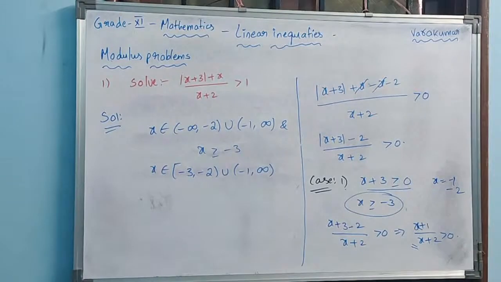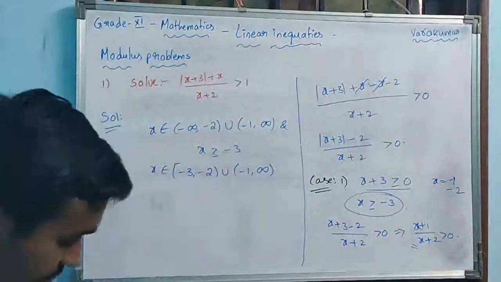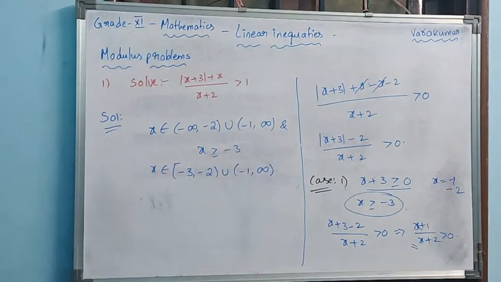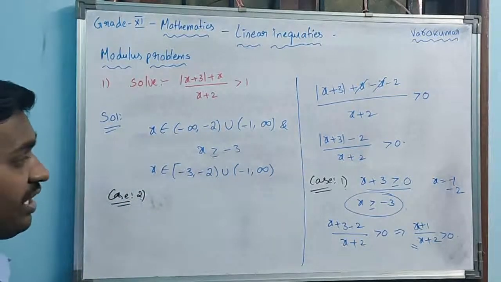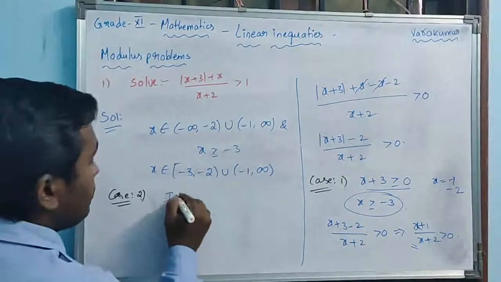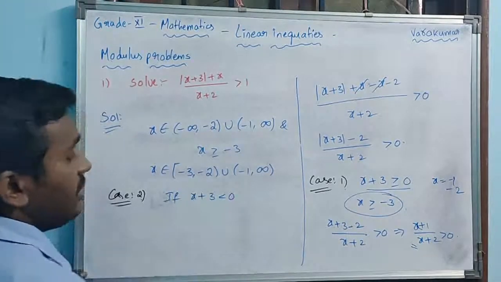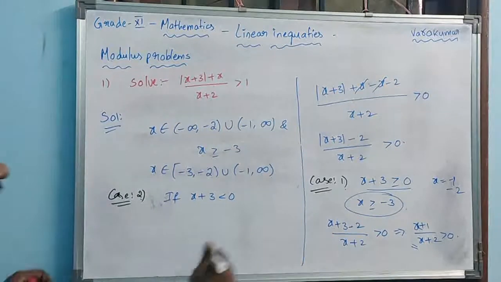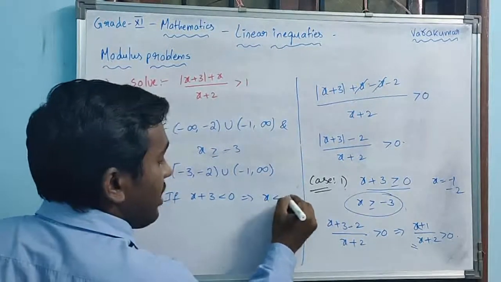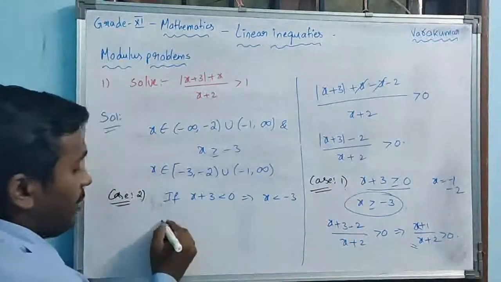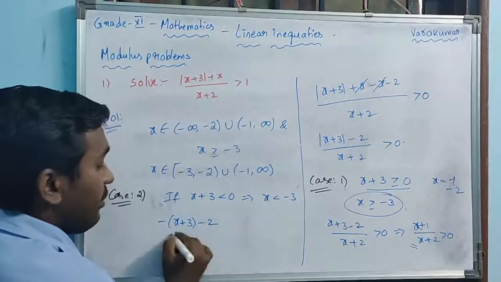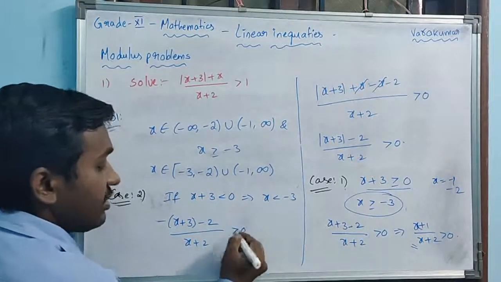Now another case is possible: x + 3 less than 0. Case 2. If x + 3 is less than 0, then sending 3 across, x is less than -3. Then for |x + 3| we have to take the negative value, so it becomes (-(x + 3) - 2)/(x + 2) > 0.